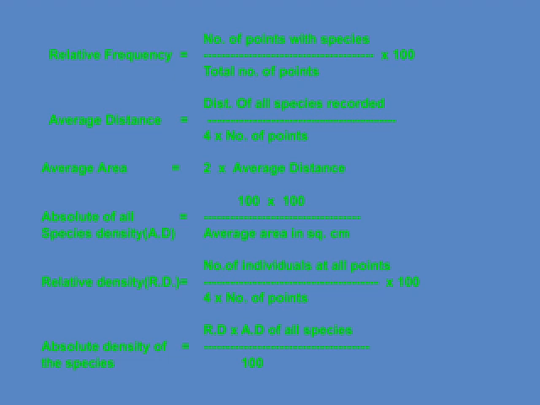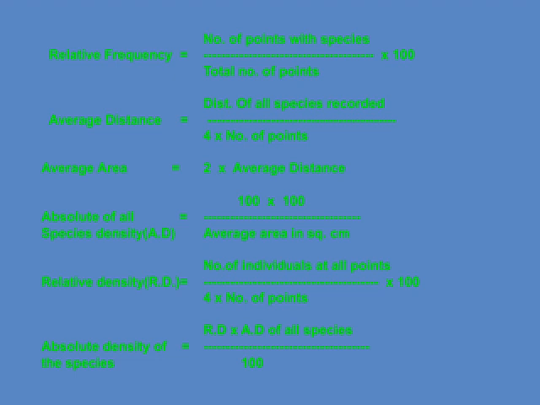Moving on, we consider the distribution of all recorded species. To estimate the average distance between points, we take the total distance of all species recorded and divide it by 4 times the number of points. This gives us an idea of how spread out the species are within the area. From this, we can calculate the average area occupied by each species by multiplying the average distance by 2, and then expressing that as a percentage of the total area, which we consider as 100%. This helps us understand the spatial extent of each species.